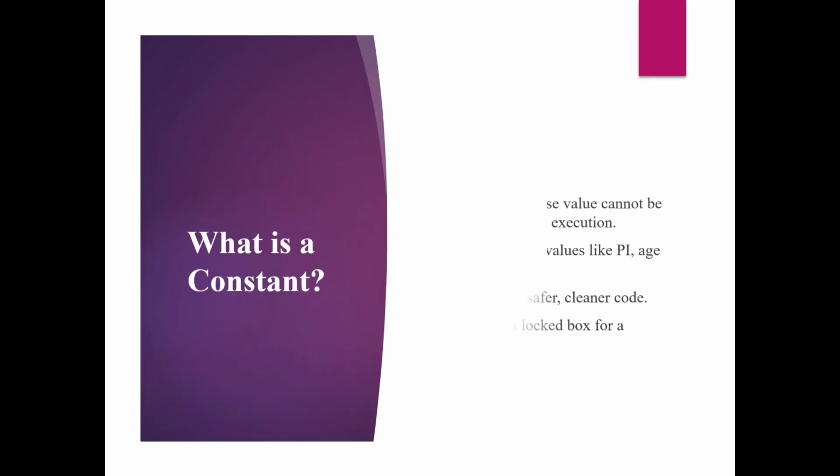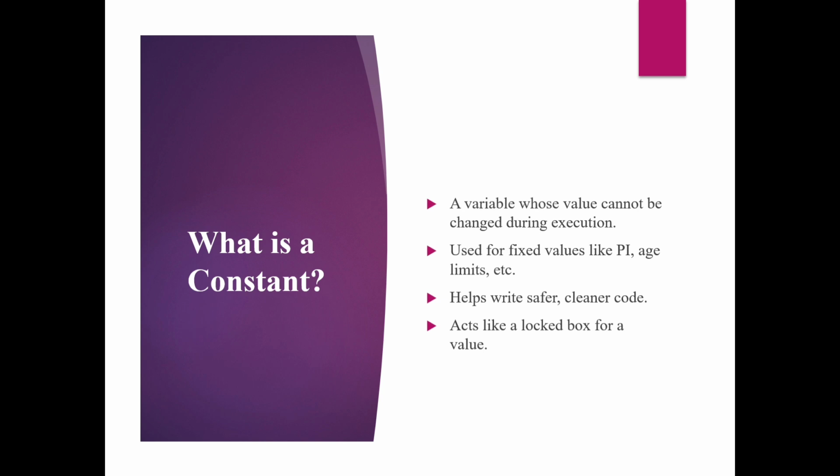So, what is a constant? A constant is a value in your program that never changes once it has been set. Think about real life constants like the value of pi, which is always 3.14, or maybe the maximum number of students allowed in a classroom. These are values that stay the same, and in programming we often need to represent these fixed values.